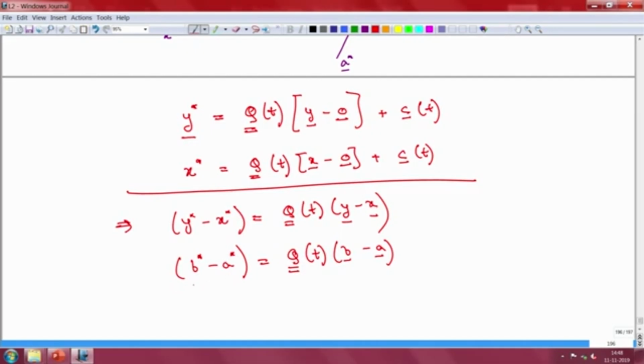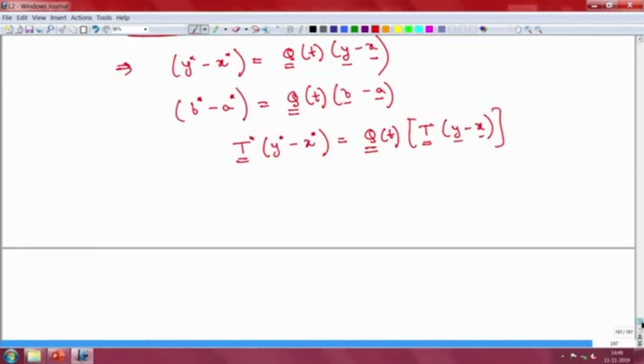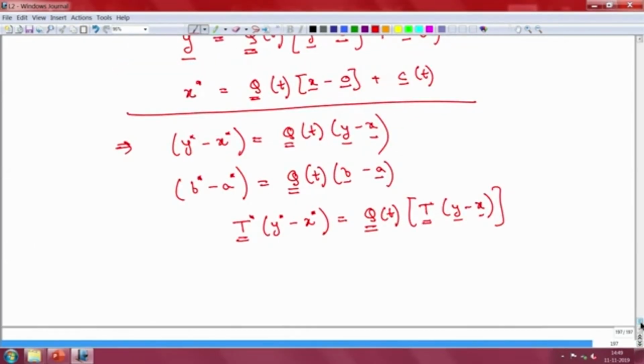So, the T tensor should act on this quantity and convert it to b star minus a star. So, T star into y star minus x star should give me this quantity now, but this is T acting on y minus x. Okay.